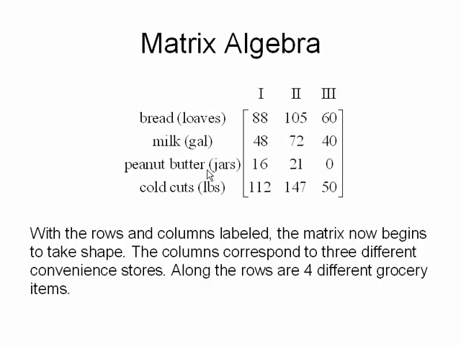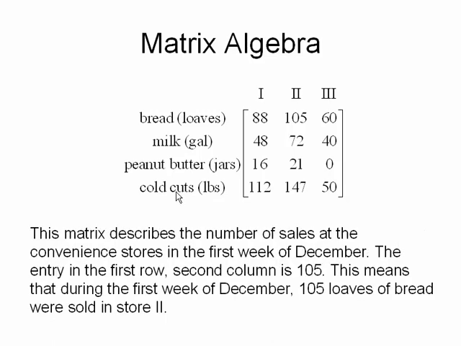The columns correspond to 3 different convenience stores, convenience store 1, 2, and 3, and the 4 rows are different grocery items that are carried by those convenience stores. So what this matrix really describes is the number of sales at these convenience stores in the first week of December. So if we look at the first row, second column, the 105, what that means is during the first week in December, 105 loaves of bread were sold in store 2.